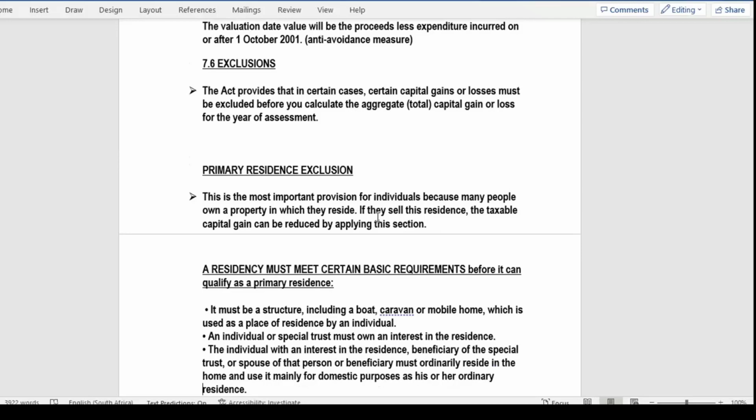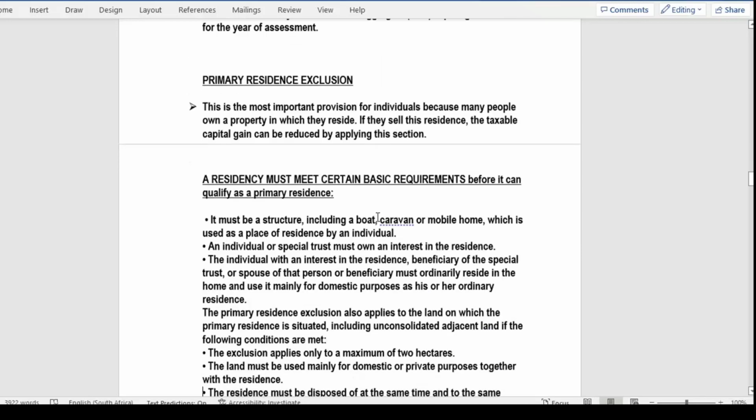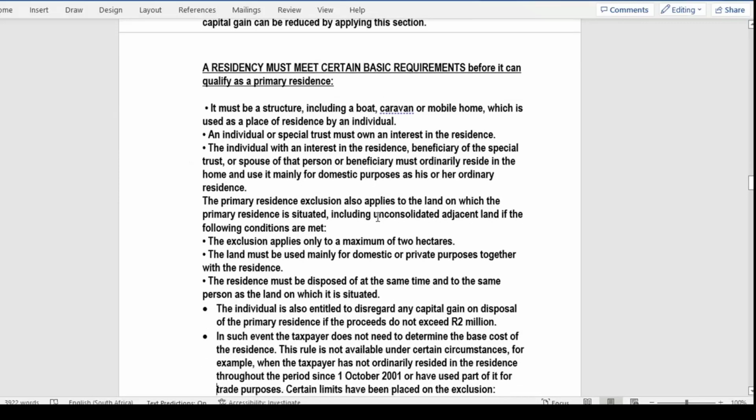The residence must meet certain basic requirements before it qualifies as a primary residence. It must be a structure, including a boat, a caravan or a mobile home. There are people who are actually living in a boat, caravan or mobile home, which is used as a place of residence by an individual. An individual or a special trust must own an interest in the residence, meaning that you must have an interest in terms of ownership in that residence.